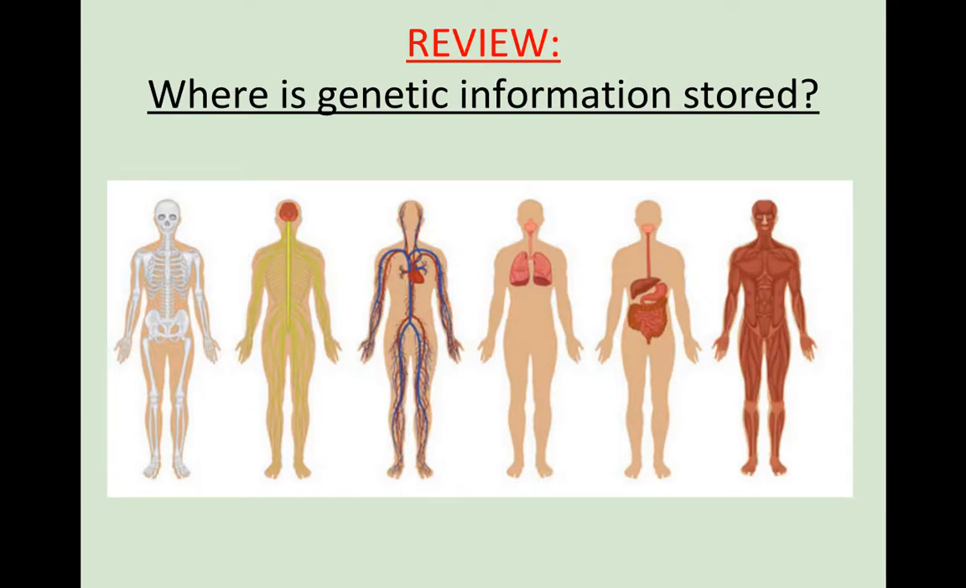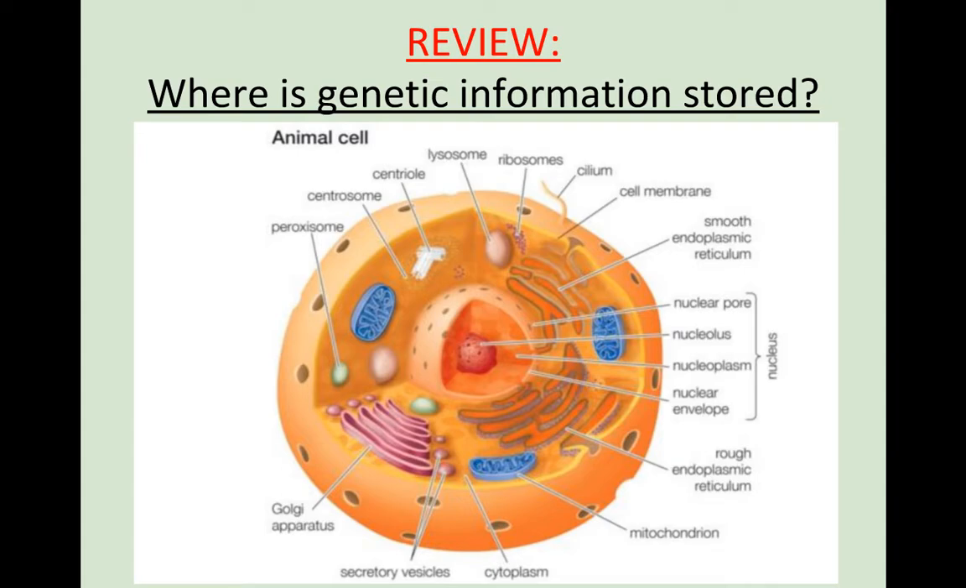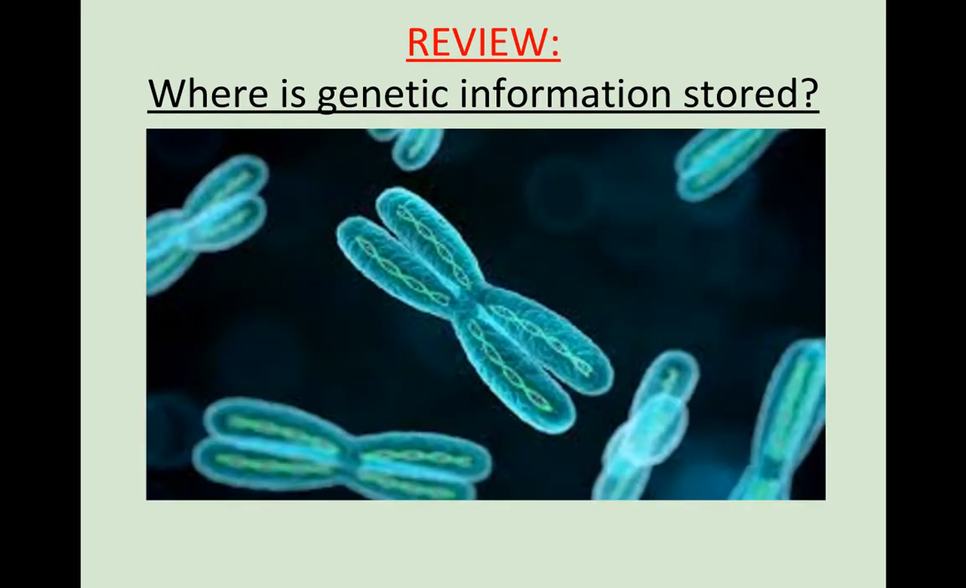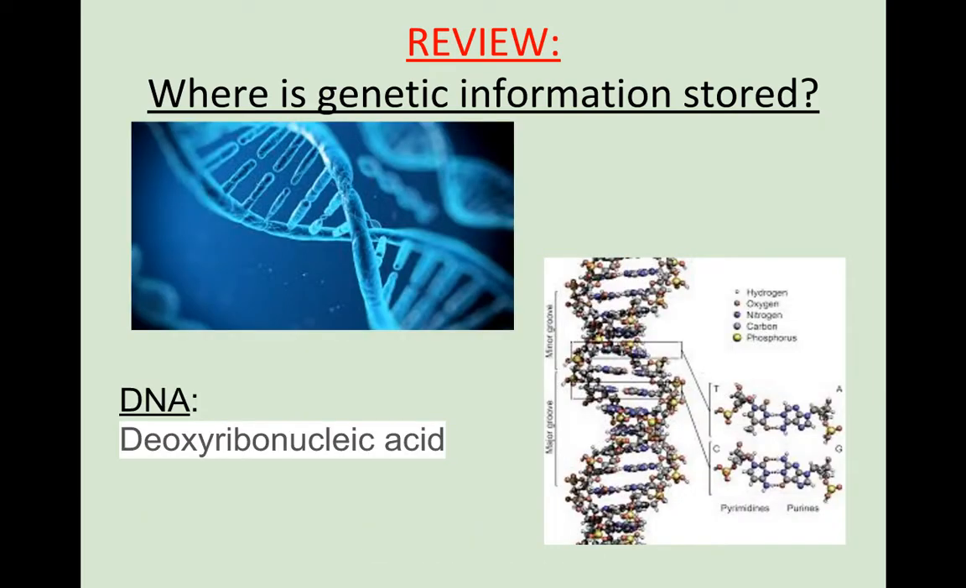So we're going to start with a really quick review. This is one of the early things we did. We looked at, well, where is genetic information stored? This is key to understanding how mutations work. We know it's in the cell, specifically in the nucleus. You have the chromatin, which can condense into the chromosomes. And within the chromosomes, you have DNA, which holds all of your genetic information.